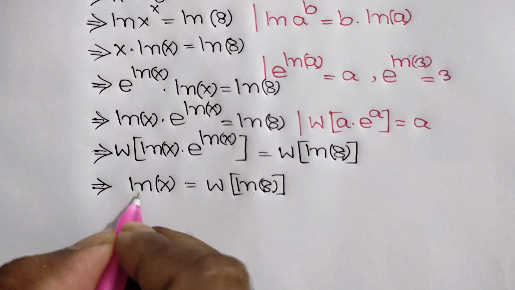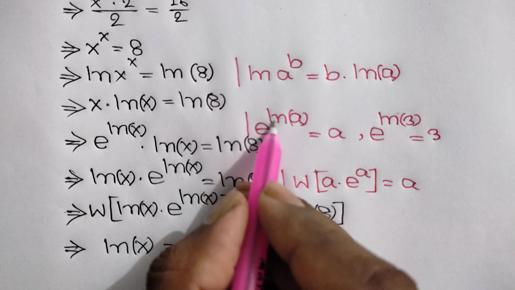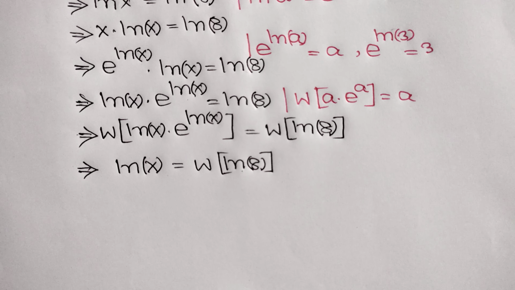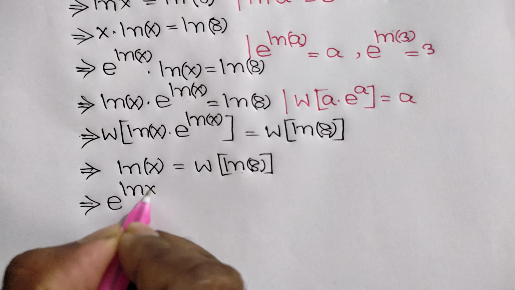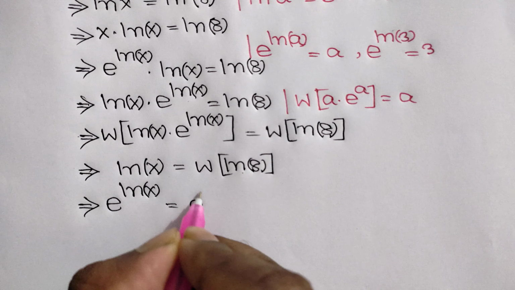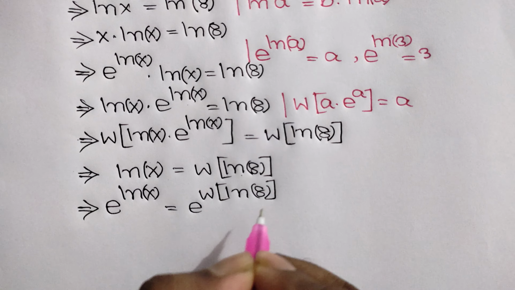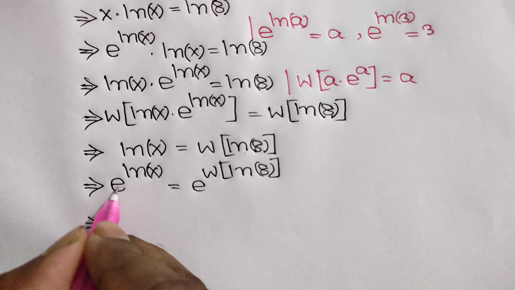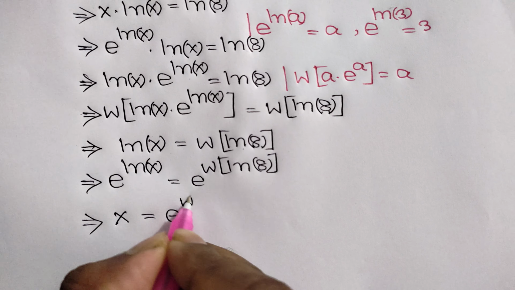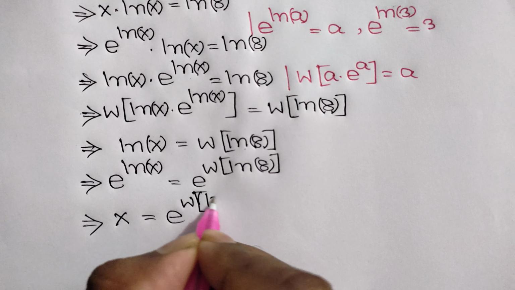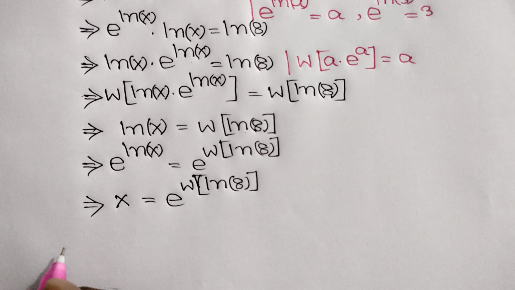Now we will remove this ln. So we can write here e to the power ln of a is equal to a. So taking base e on both sides, we can write e to the power ln of x is equal to e to the power W of ln of 8. Now we know that e to the power ln of x is x. So here we can write x is equal to e to the power W of ln of 8.